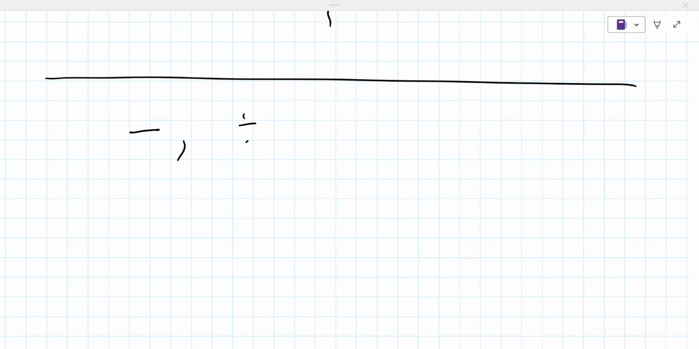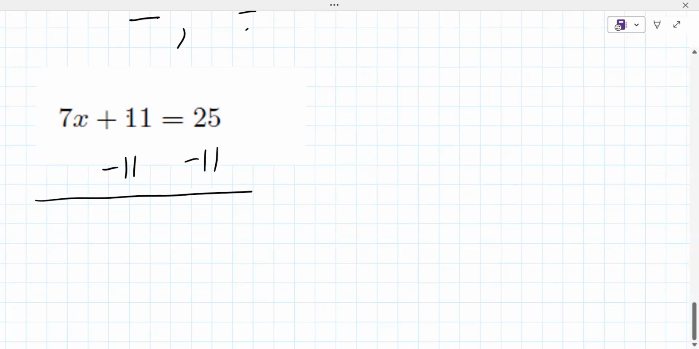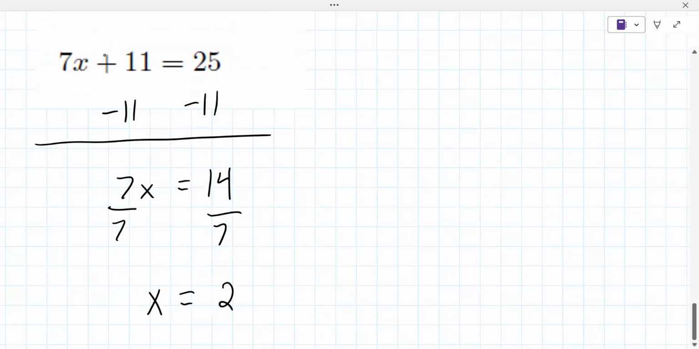So we'll do an example here, just like we've been doing. You look at the side with the variable. You always start on the side with the variable. It happens to be the left side, could be the right side. Plus 11, plus 11. So you undo the plus 11 by subtracting 11 from both sides of the equation. 7x equals 14. Then you divide by 7. So x equals 2.